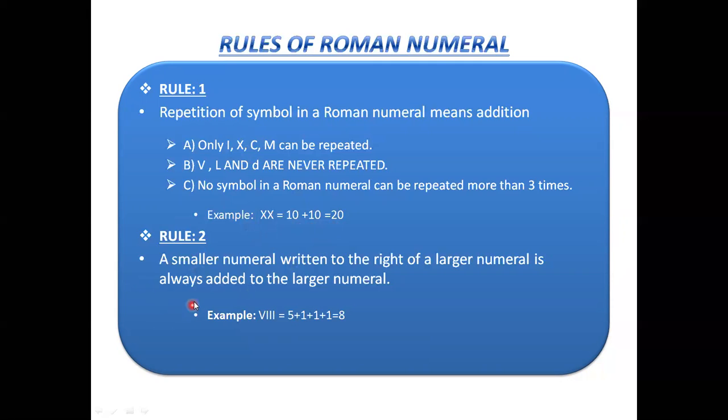Rule number 2. A smaller numeral written to the right of a larger numeral is always added to the larger numeral. So here is an example for that rule. V, I, I, I. What is the value of V? 5. What is the value of I? 1. So here a smaller numeral is written right of the larger numeral. So 5 plus 1 plus 1 plus 1, which is equal to 8. Shall we move to the next rule?